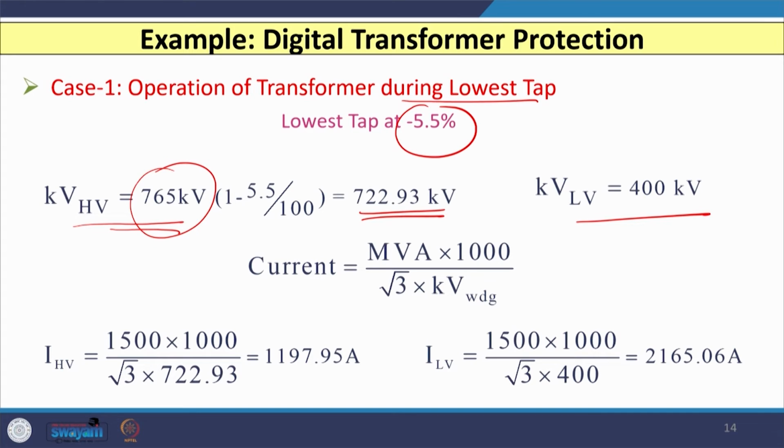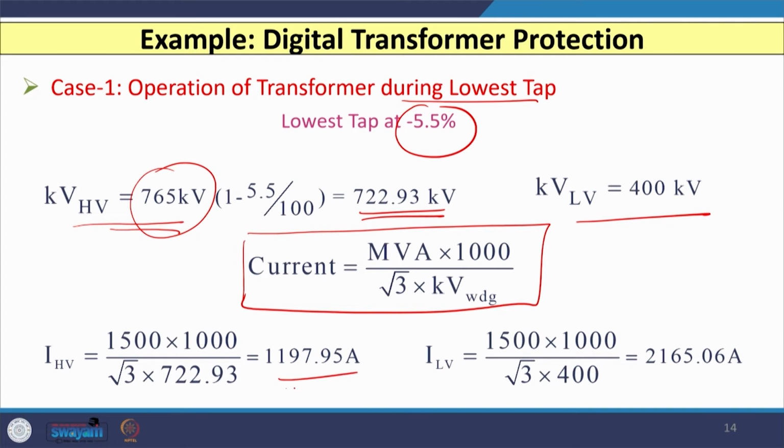So, you can now calculate the current using this equation, that is your MVA divided by root 3 into kV. So, if I put the value of IHV and ILV, then we will have the current, these two values, right. The only difference you can see is this voltage that will change on the HV side, and this voltage on the LV side. So, you will have these two currents.